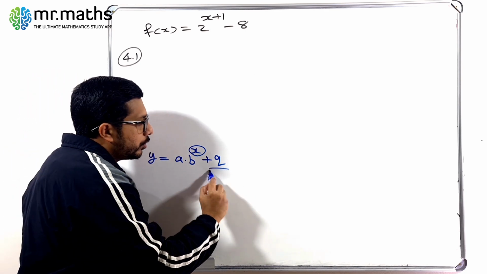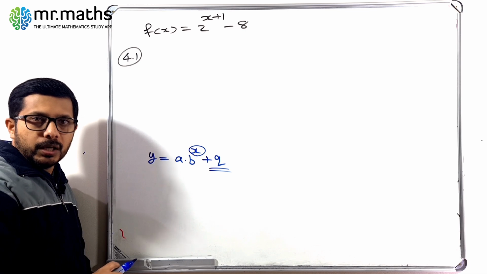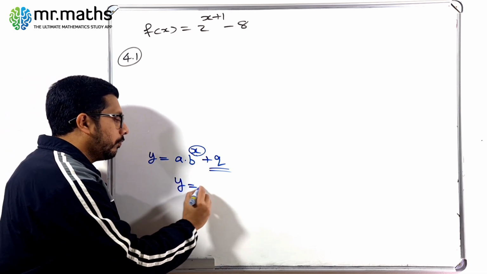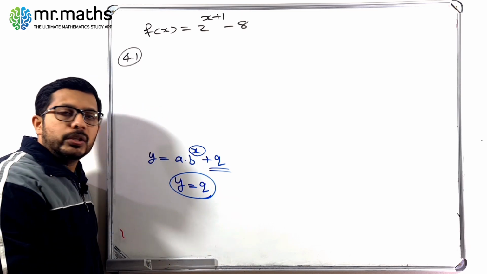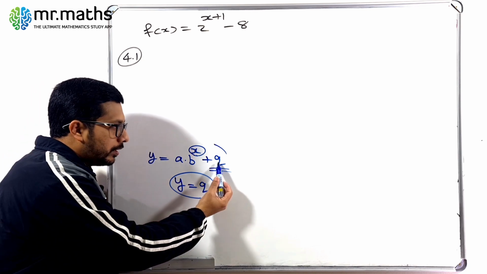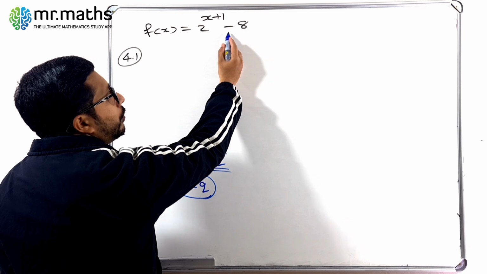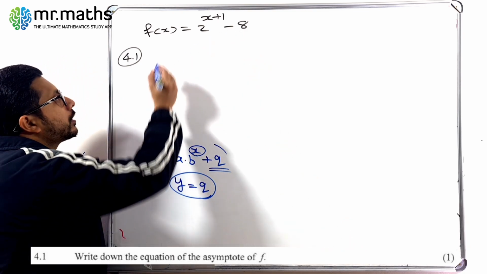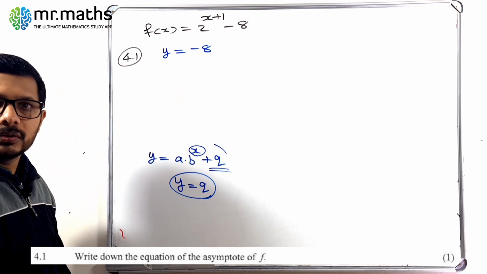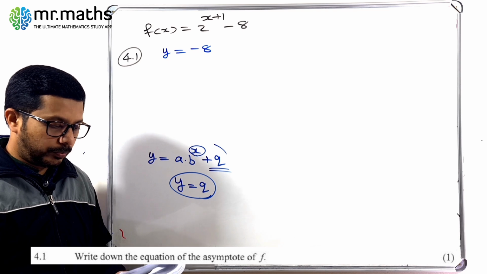Now here what does this q stand for? Q stands for the asymptote. So if the question is what is the equation of the asymptote, you are supposed to write y is equal to q. This is the equation of the asymptote of this exponential function. So here what is the value of q? Minus 8. So what is the equation of the asymptote? Y is equal to minus 8. That's all.